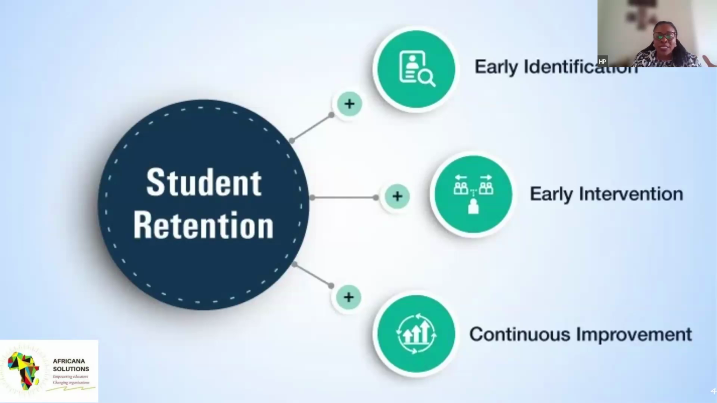And then continuous improvement. How can I make my year 6 students move to year 7? How can I continue to feed my year 7 class? How can I continue to feed my year 9 class, who are moving from year 9 to year 10? How can I continue to feed them so that they don't move to another school? This you can do with continuous improvement.